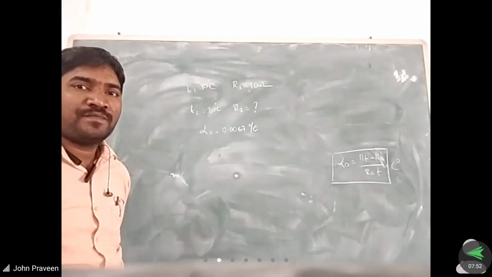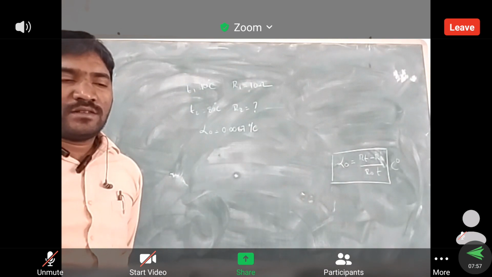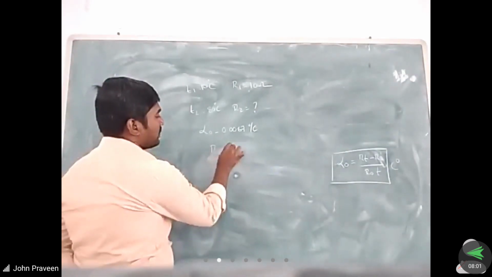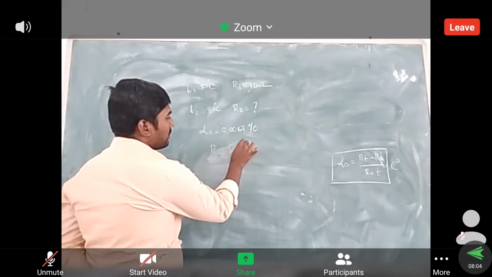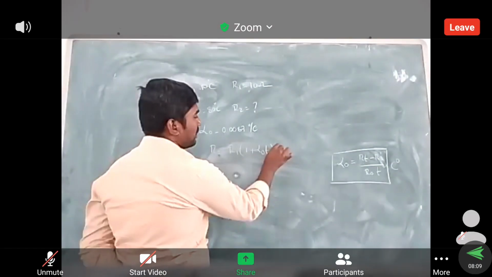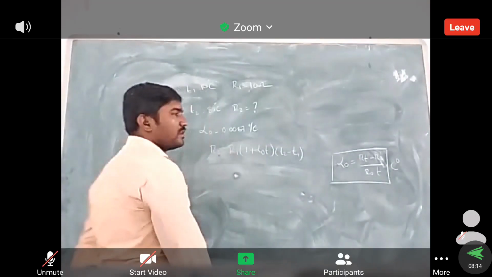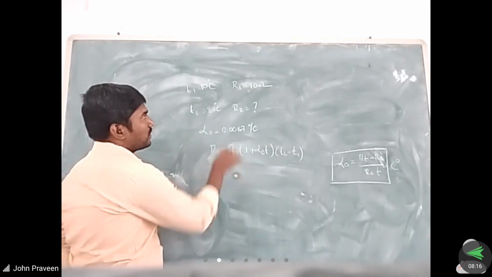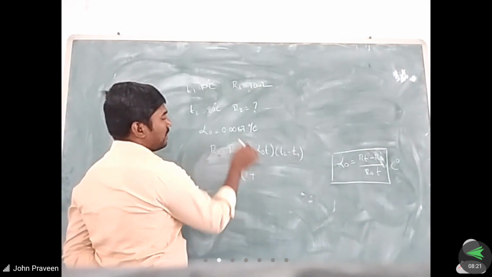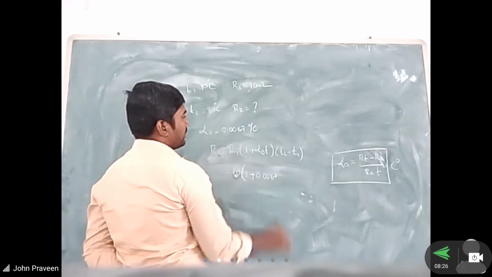Are you here? Yes, sir. R2 is equal to, formula, R2 is equal to R1 of 1 plus alpha naught T2 minus T1. Right? Substitute the values here. What is R1? 10. 1 plus alpha naught value is given as 0.0087.